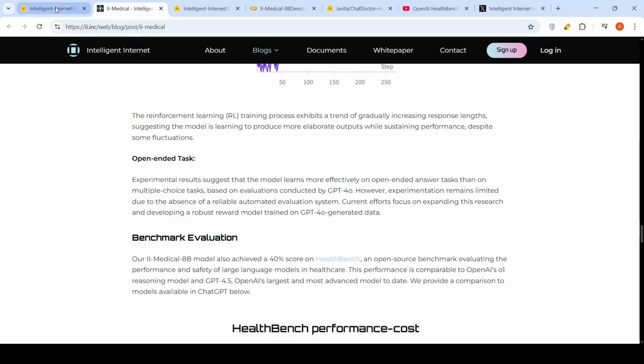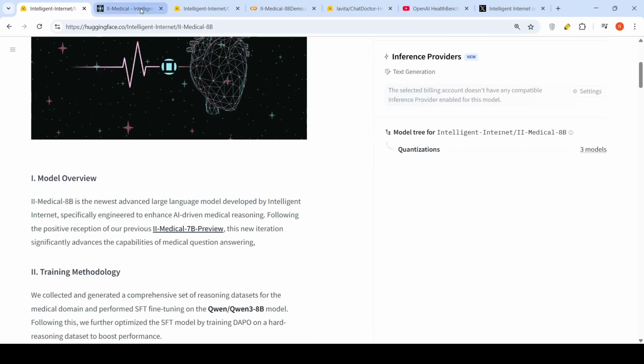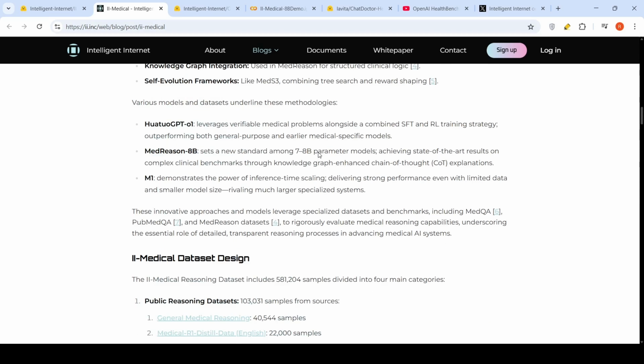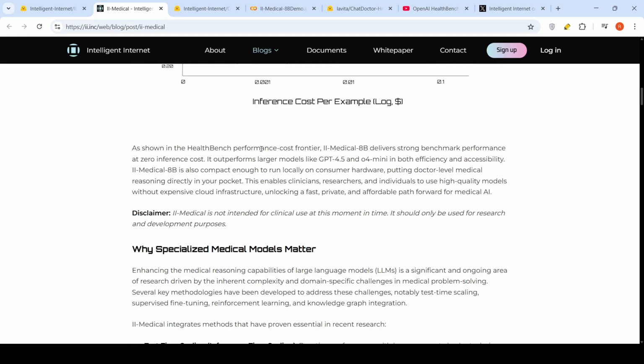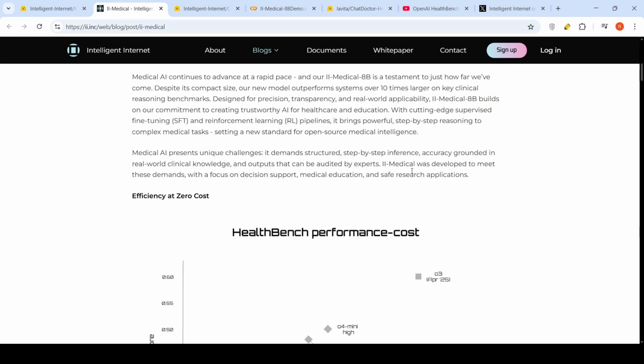So this is an interesting new LLM for the healthcare domain. Somewhere they were talking about cost-based benchmark evaluation. Let us look into it. As shown in the HealthBench performance cost frontier, this AI Medical 8B delivers strong benchmark performance at zero inference cost. It outperforms large models like GPT-4.5 and O4 Mini in both efficiency and accessibility. It is compact enough to run on consumer hardware, putting doctor-level medical reasoning directly in your pocket. So this is a path towards decision support, medical education, and safe research applications. That was the idea over here.